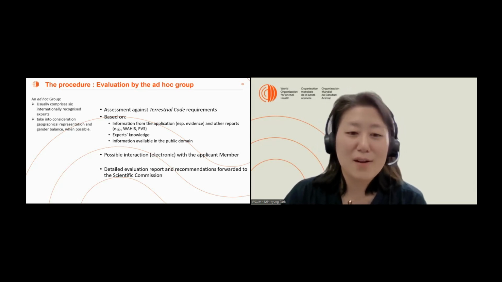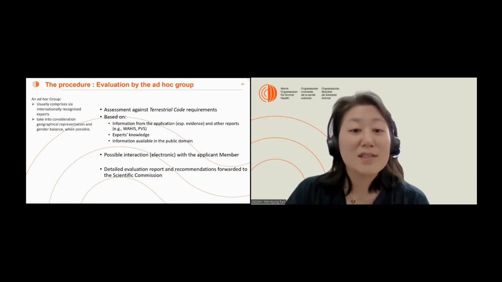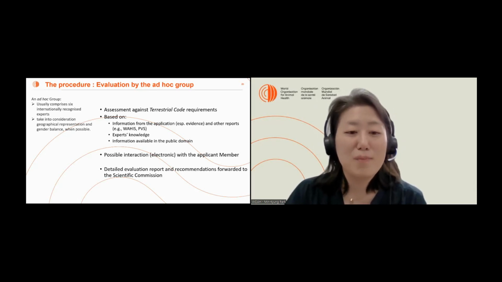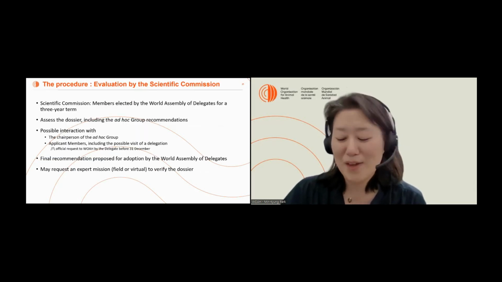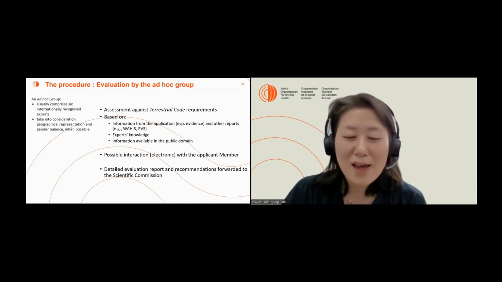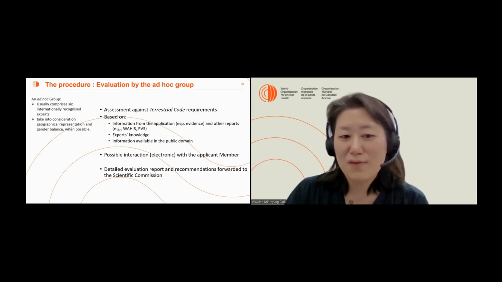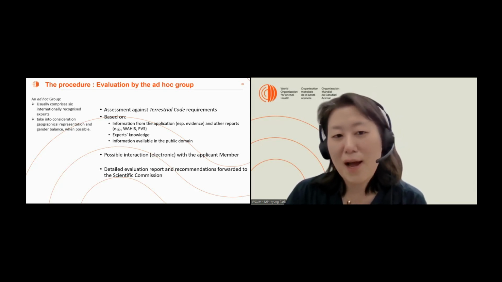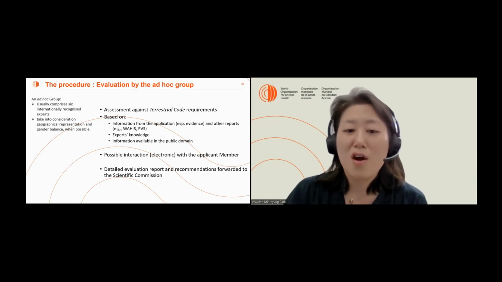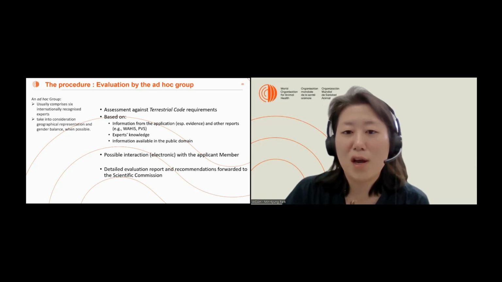So as I also mentioned in my previous slide, there is possible interaction with the applicant member, and that is why the contact details of the technical staff are very important to be provided as part of the application. And then once this very detailed evaluation is done by the ad hoc group, this report and the recommendations are forwarded to the elected commission, the Scientific Commission for Animal Diseases.